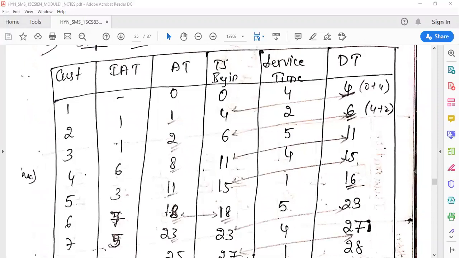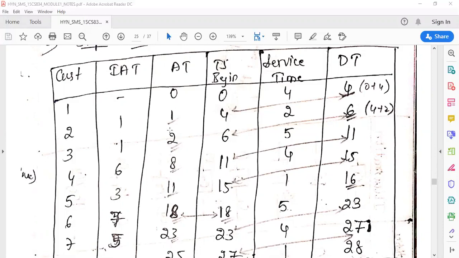Next we have the time service begins. When will the service begin? The first customer comes at arrival time 0, so service will begin at 0. What is the service time? Service time is 4 minutes, so he needs 4 minutes of service by the server. So the departure time will be arrival 0 plus service time 4, which is 4. So for the next one, service begins.